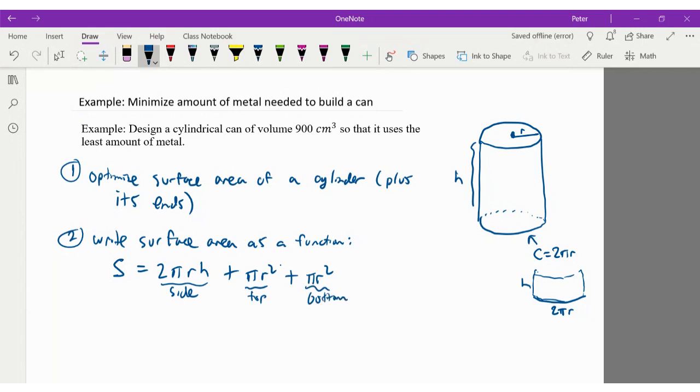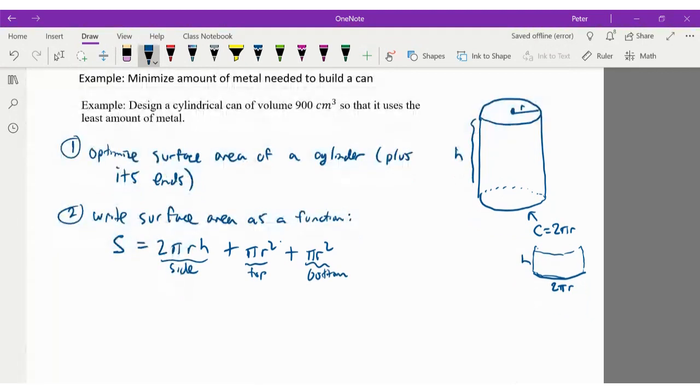So the problem with this, of course, is that it's not all one variable. So we need to somehow get rid of this h. Now, the way we do that is this. Note that the volume of the cylinder, not sure if you remember this from geometry, is the area of the base multiplied by the height. So the volume of a cylinder is pi r squared h.